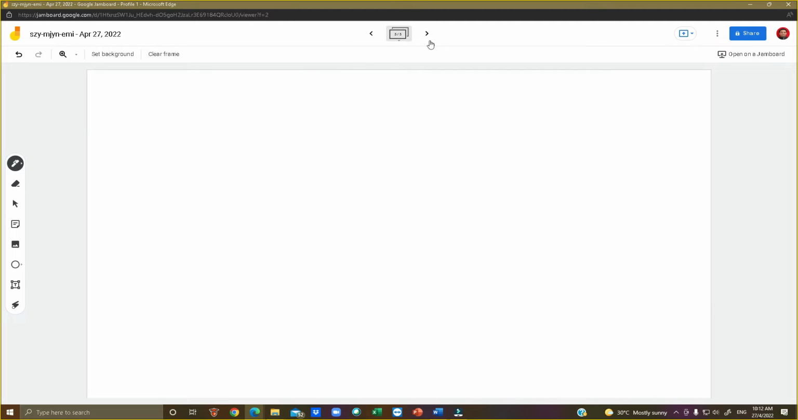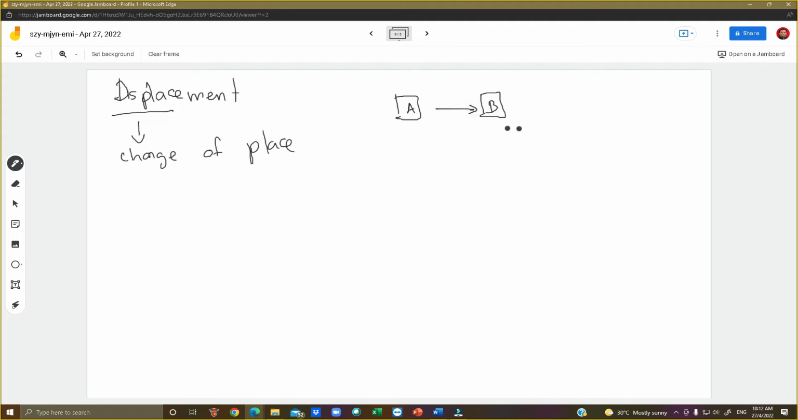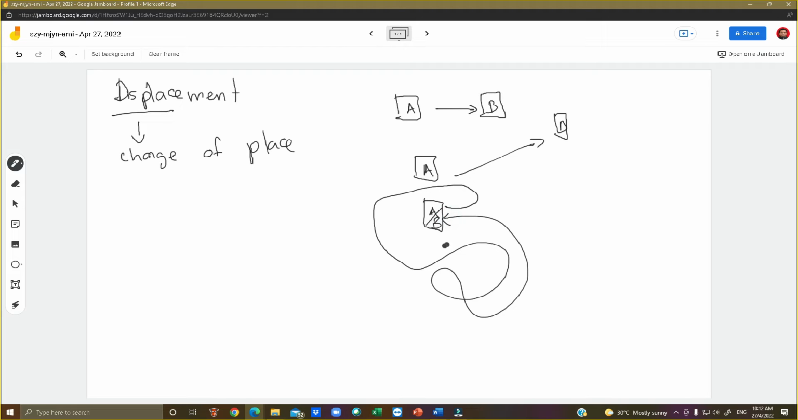Okay, displacement comes from the root word displace. Maksudnya change of place. Okay, A to B, ada perubahan tempat, displace. A to B, ada perubahan tempat, displace. A and B at the same place. Dia bergerak macam mana? Dia bergerak macam ni. A bergerak, pusing, patah balik tempat yang sama. Tiada perubahan tempat. This is no displacement.